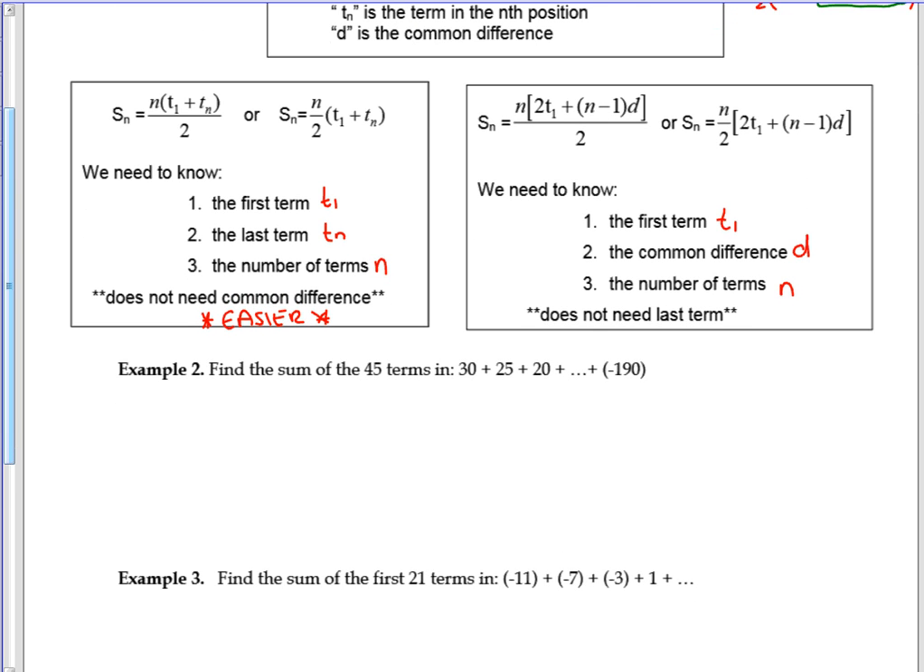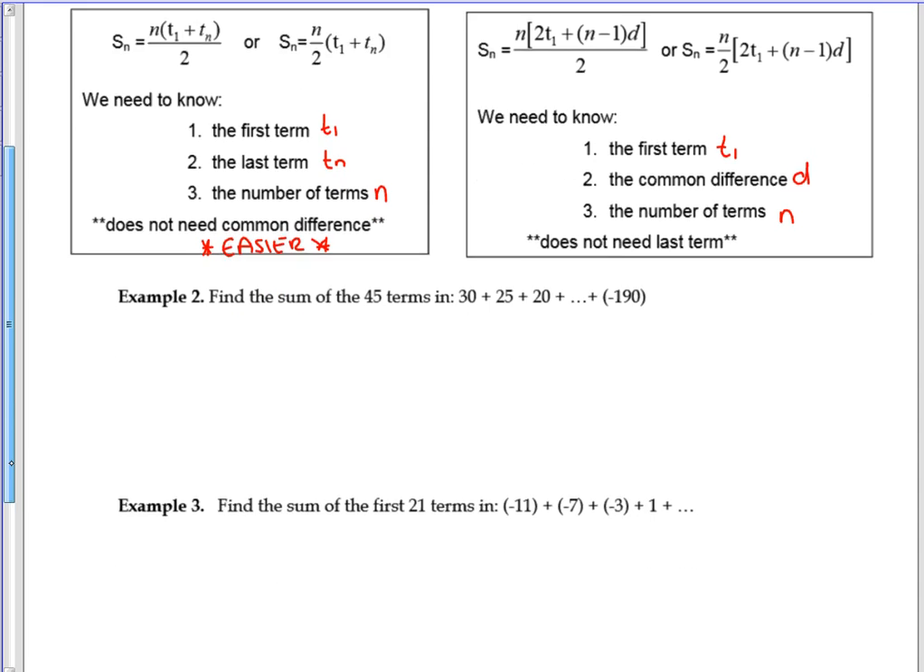Okay, so let's give them a whirl. Just find the sum of the first 45 terms in the sequence. So tell me what I know. Term 1 is 30, good. What else do I know? S45 is what we're looking for. That's our unknown, right? We're trying to find the sum of the first 45 terms. So that means if we're looking for S45, that tells me what? Yeah, n is 45.